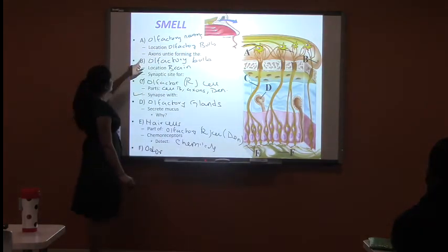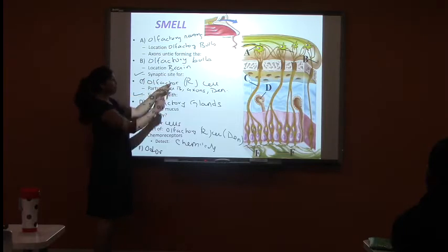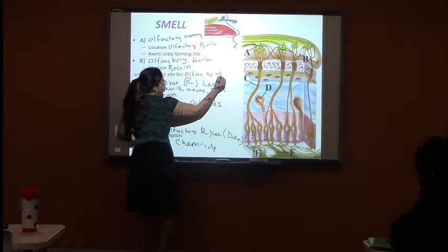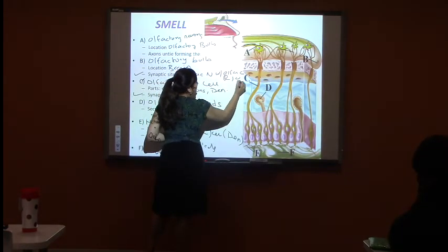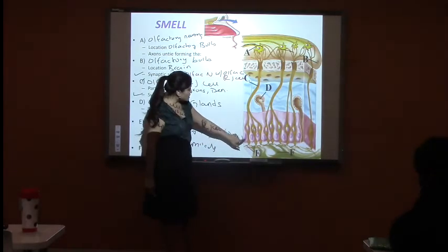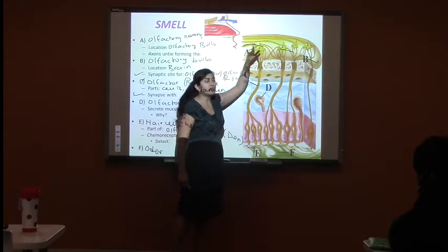So, I'll come back to that. So, B. Olfactory bulb is a synaptic site for olfactory neuron with olfactory receptor cell. Does that make sense? Right? Because this neuron, which is olfactory receptor cell, synapses with olfactory neuron within the olfactory bulb.